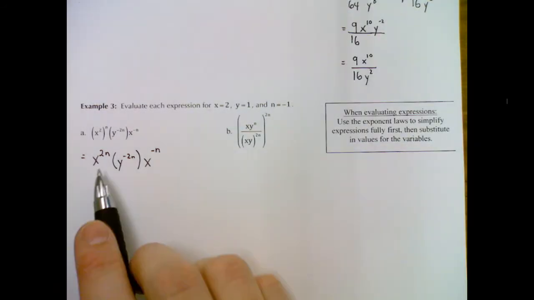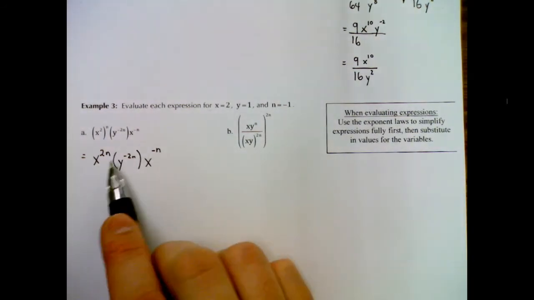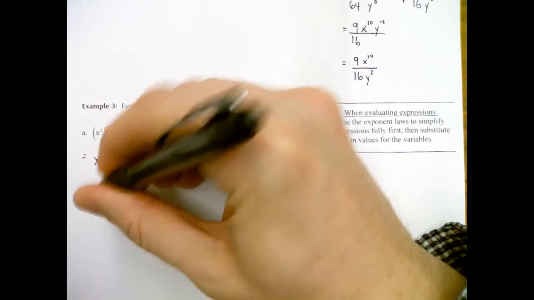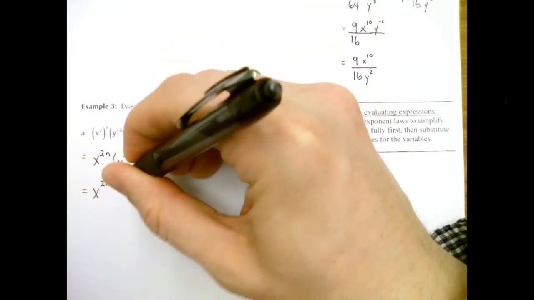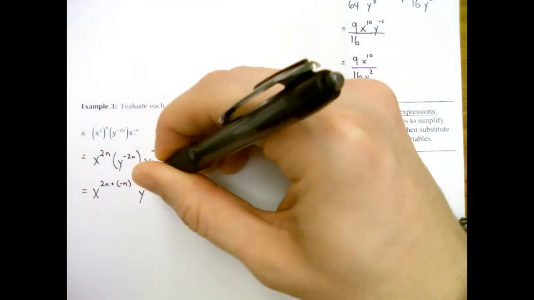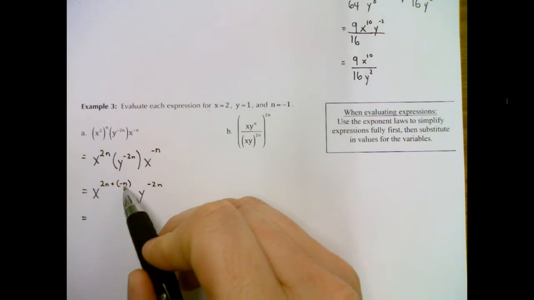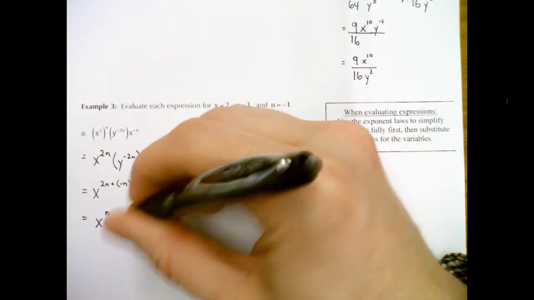Now, we've got 2 terms with an x in it. When you have 2 terms that have the same base, you can use exponent rules. We've got multiply and multiply. So the rule of multiplication is to add the exponents. So we would get x to the exponent 2n plus negative n. And the y term would stay as just negative 2n. 2n minus n is just n. So we get x to the exponent n, y to the exponent negative 2n.